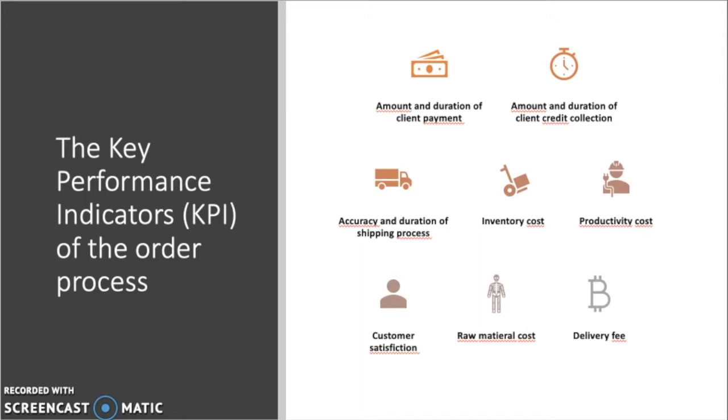Then it's raw material cost, because the ERP system will predict the raw material price and will recommend buying the raw material at the best price. And finally, it's delivery fee. The logistics team, do they deliver the items and products correctly to the clients? If they make a mistake, the delivery fee will increase. So it's another important KPI to evaluate the process.